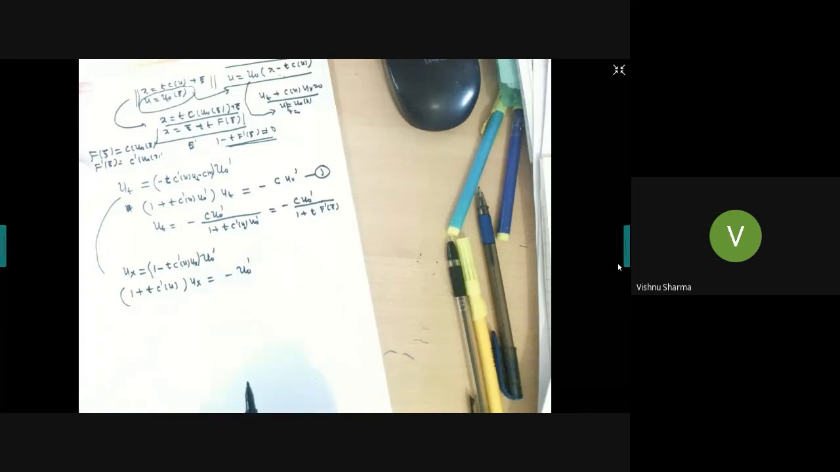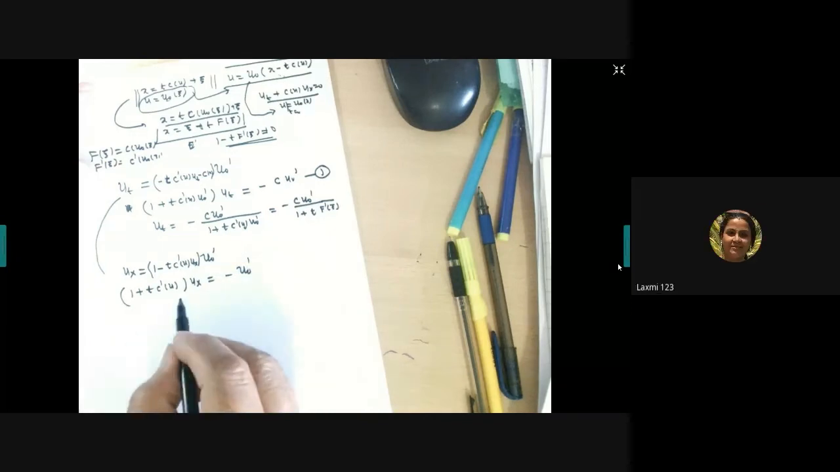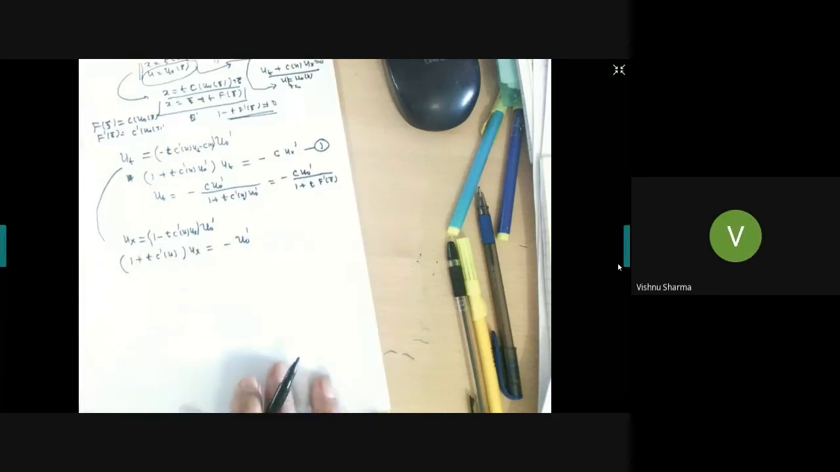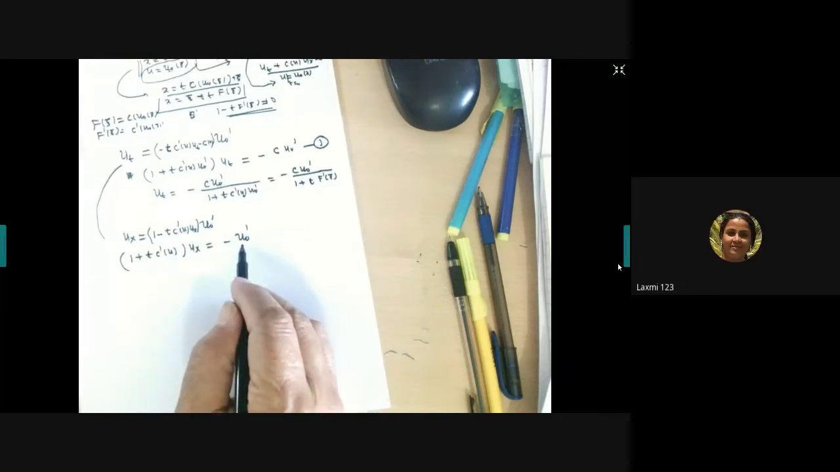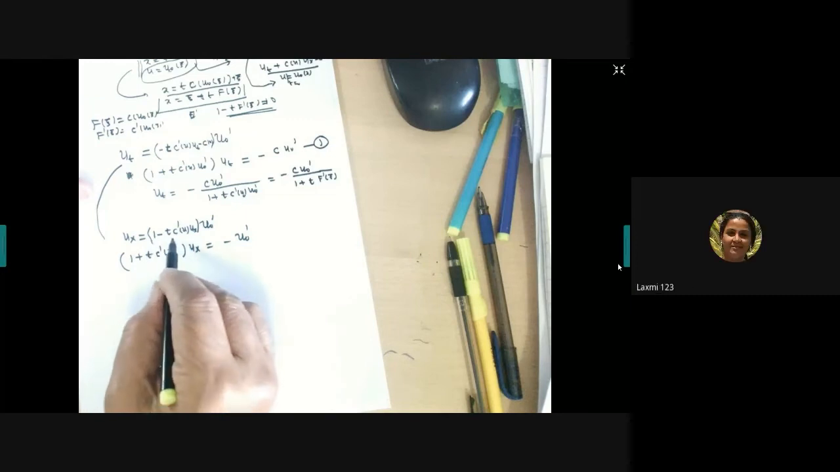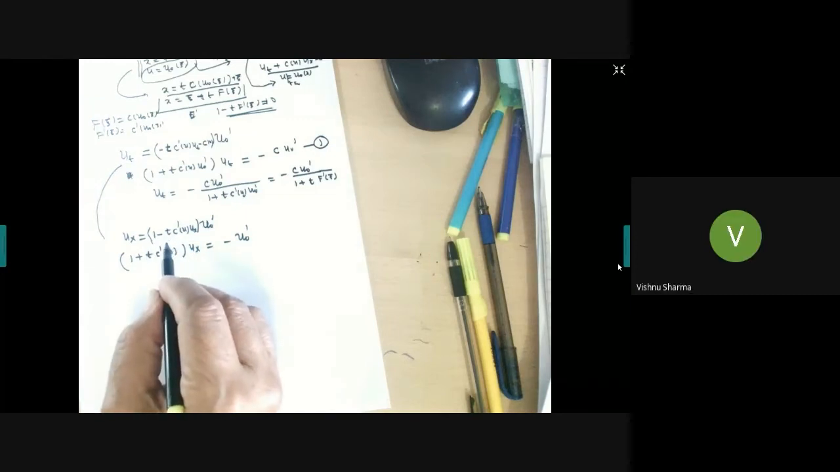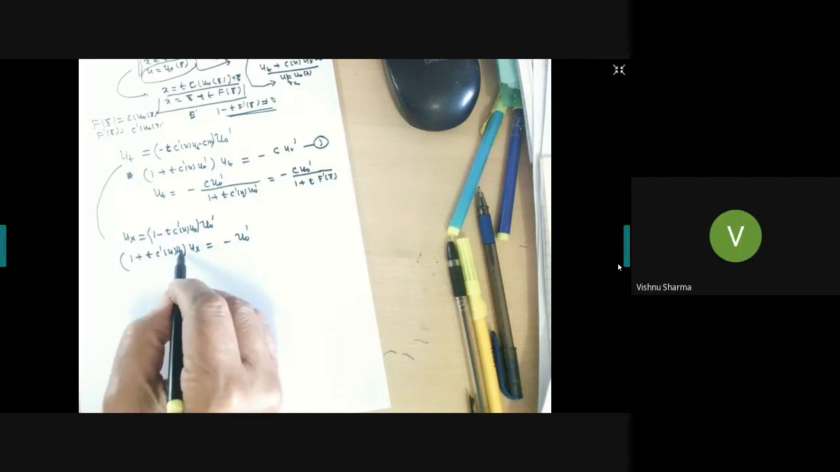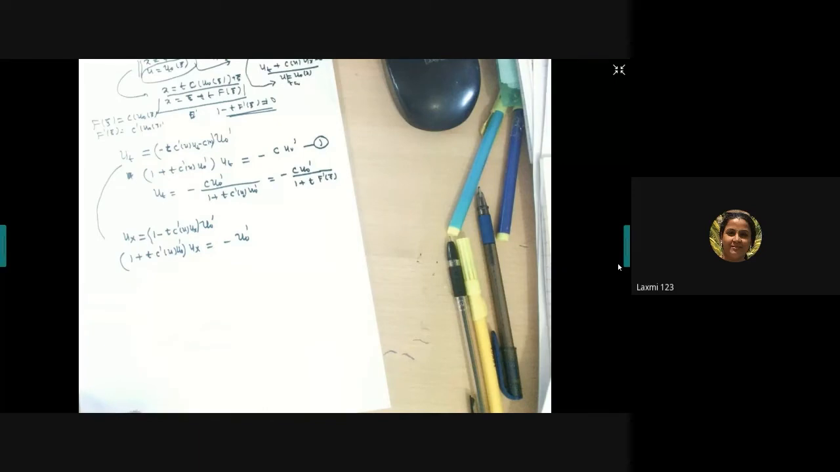Is that right? U naught prime is also there, with this c prime u, u naught prime. Is there any mistake here? On the left hand side, 1 plus t c prime u, u naught prime. This is 1 plus t c dash u, u naught prime. Very right. Very correct. Now it's okay.